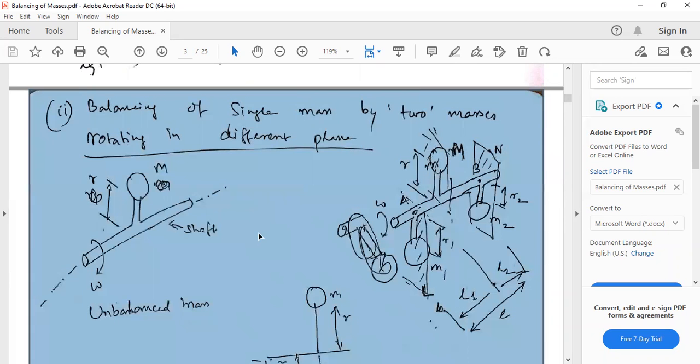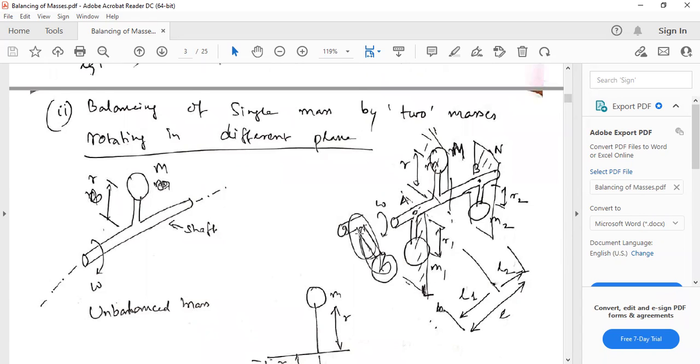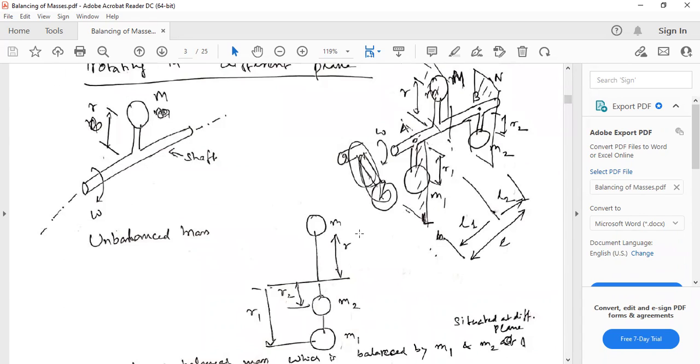Today we will look at the balancing of a single mass by two different masses rotating in different planes. By the way, this is a single mass m, which is at a distance of r from the axis of the rotating shaft. So this mass will cause some unbalance in the shaft. What we can do is have two masses.